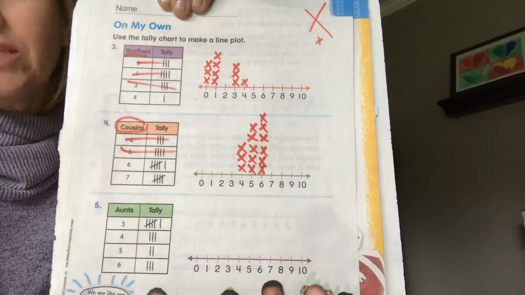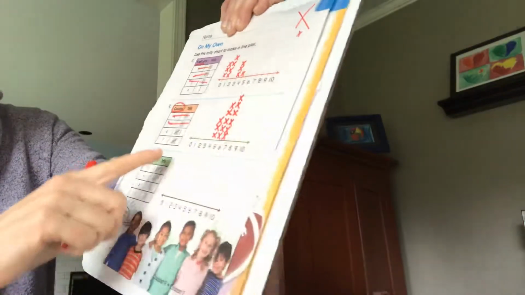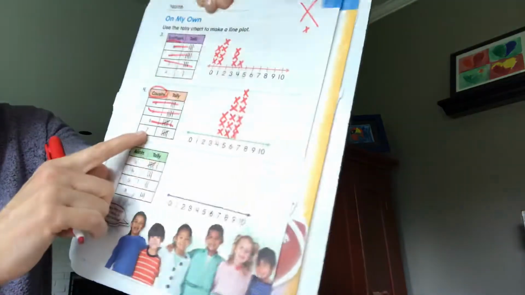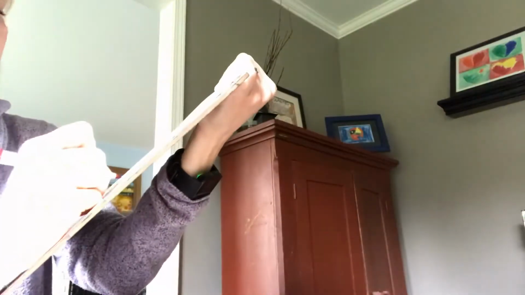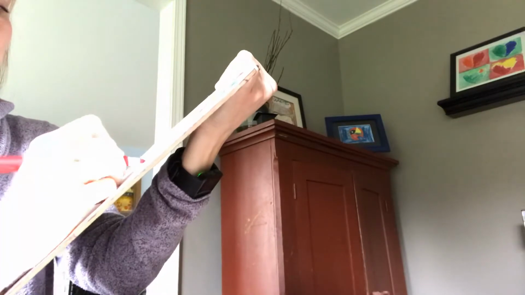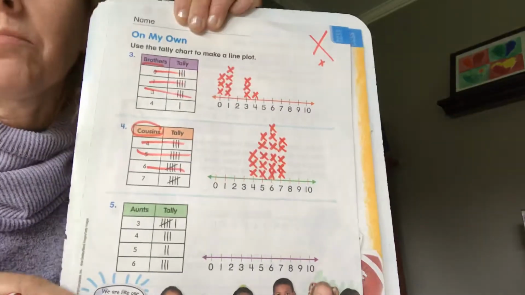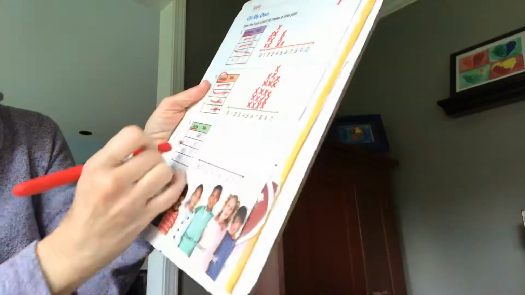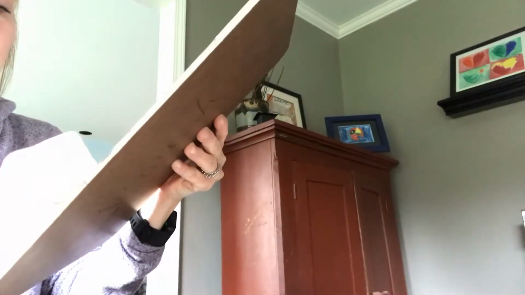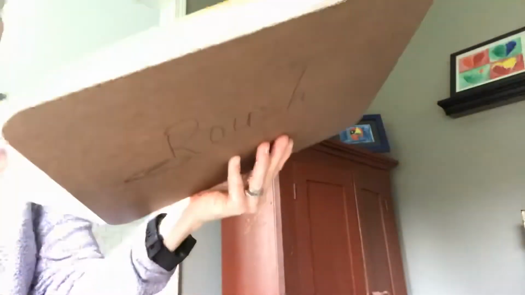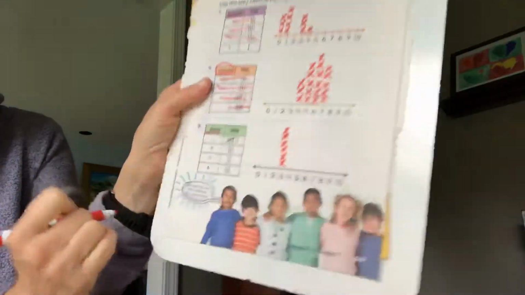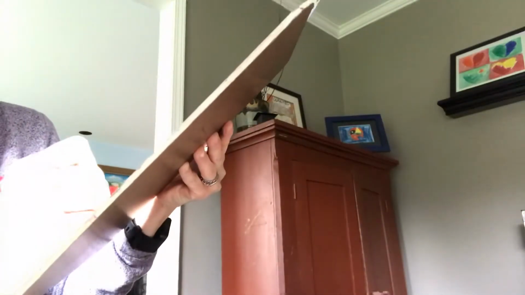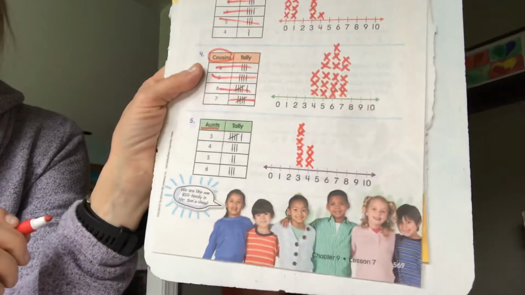And again, look how organized my X's are. And then there's 5 children that have 7 cousins. So 1, 2, 3, 4, 5. And that is our line plot. I did that one. Okay. And down here, aunts and uncles. So just aunts. There are 6 kids that have 3. 1, 2, 3, 4, 5, 6. There are 3 children that have 4 aunts. So by the 4, I'll make 3 on my line plot.